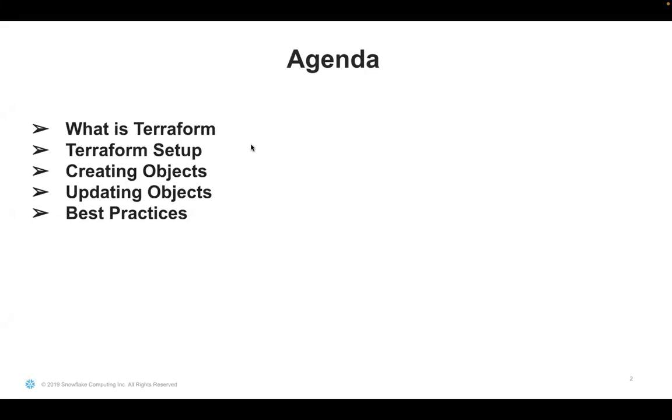So first, I'm going to go through what is Terraform for those here that aren't familiar with the technology. I'm going to walk through the quick start that's available. That involves a setup of Terraform as well as installation. We then create objects in Terraform. We update and change some objects using Terraform as code as infrastructure. And then at the very end, I go through some best practices for you to be successful using Terraform with Snowflake.